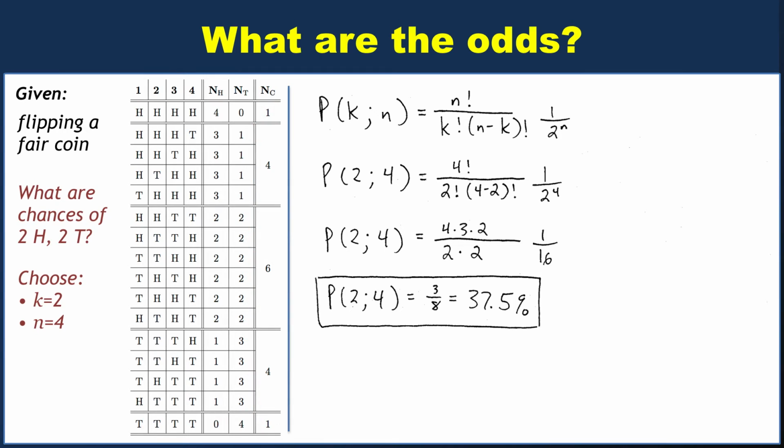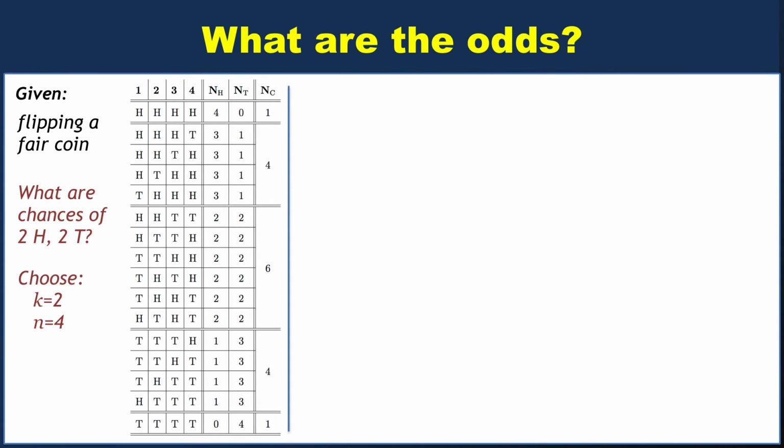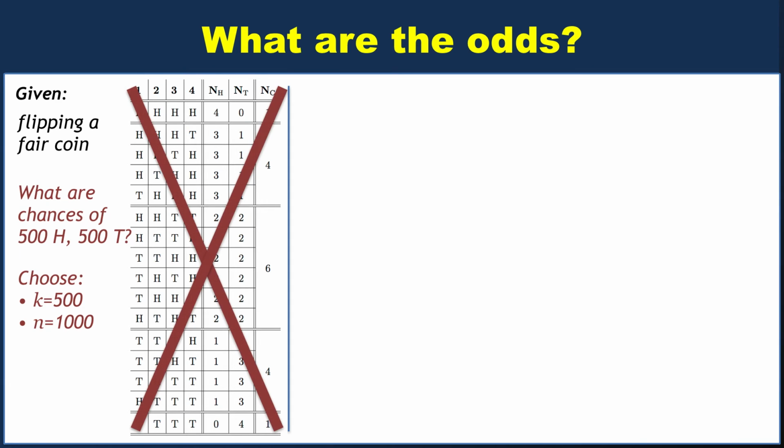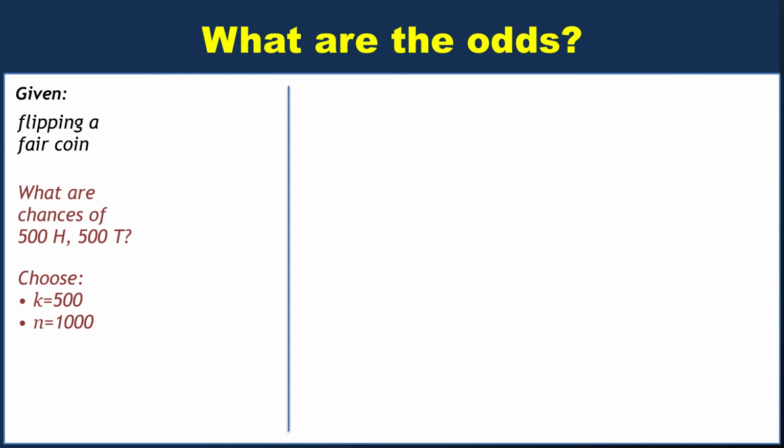What I want to do now is to do a computation where you just wouldn't want to make this table. It would be too big. It would run off into the next video. We can't have that. So what if we considered a case of 500 heads and 500 tails? We have to choose new k and n values, because we did a total of 1,000 coin flips in that case, so k would have to be 500, n would have to be 1,000, and there's no way we're going to make a table out of that. Let's just get rid of the table right now.